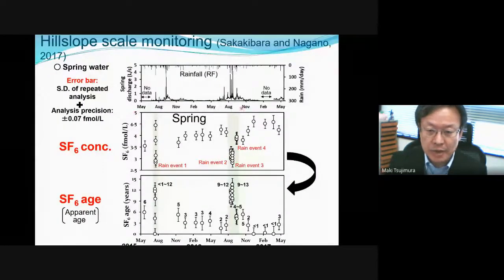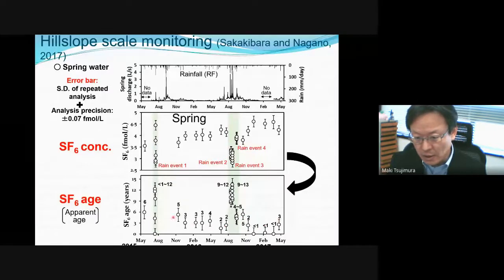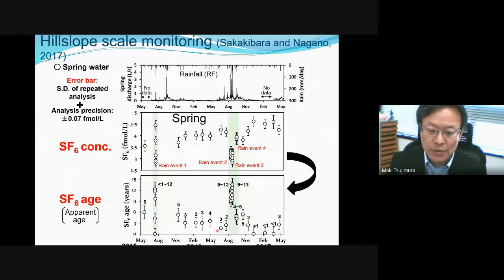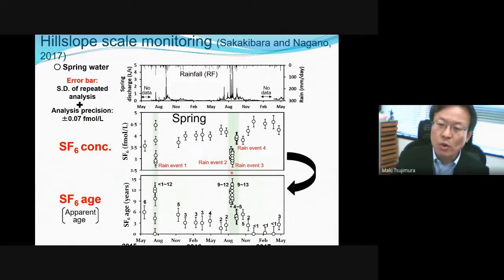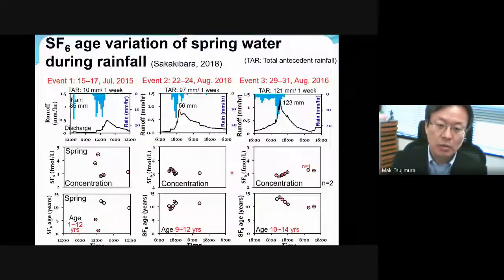And this is a time series of rainfall and runoff with SF6 concentration in the spring stream waters during the 2 years from 2015 to 2017. During the rainstorm, rainfall events, the age increased very much, up to 10 years, whereas in the low flow region without rainfall, the age of the water ranged from a few years up to 5 years. However, in the rainstorms, the spring water shows a longer age, residence time.